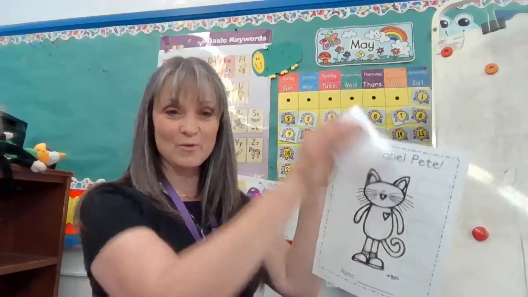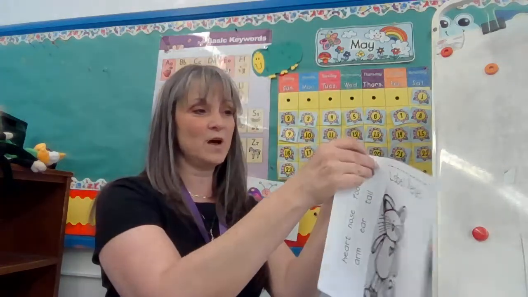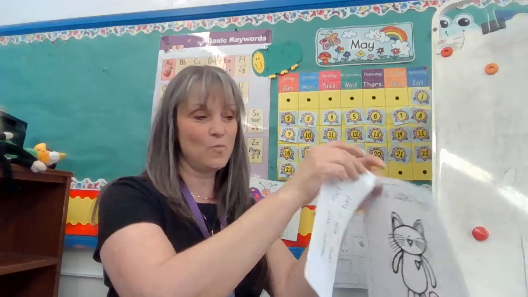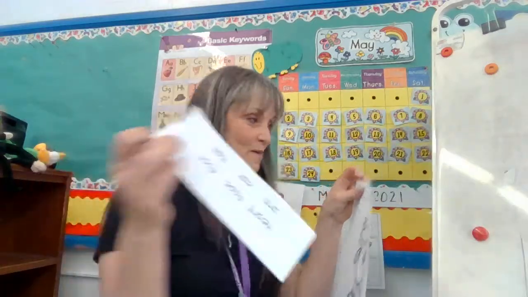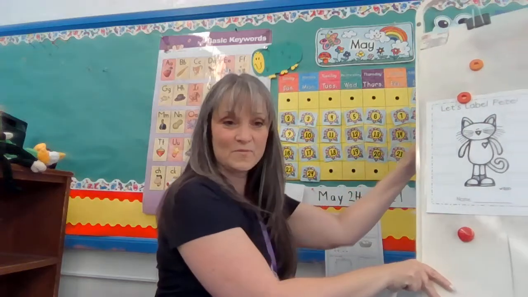So get out your paper that says, let's label Pete. This is stapled on, so very carefully. I don't want to rip Pete. I took this part off. I'll stick it right up here for you. Of course, at the bottom, it says name. Now, that's where your name goes.